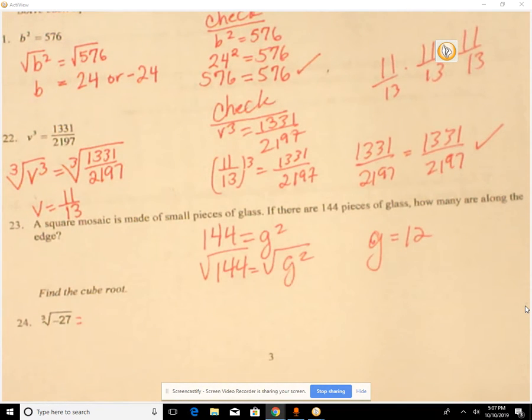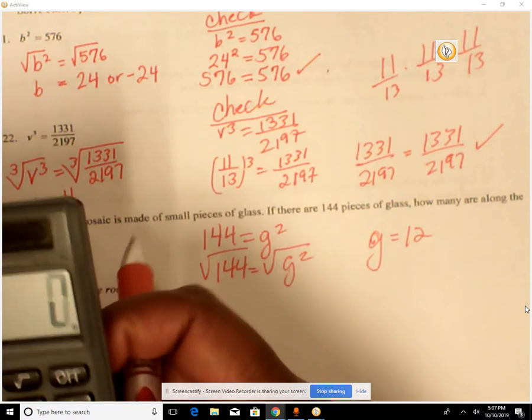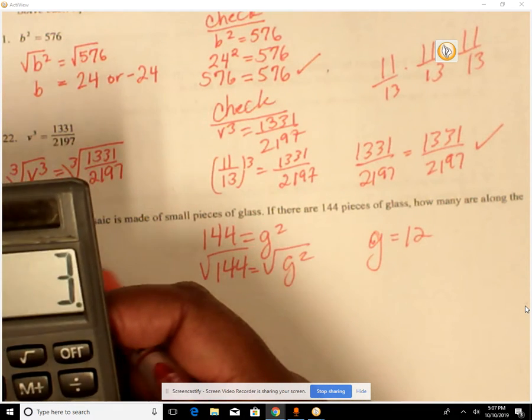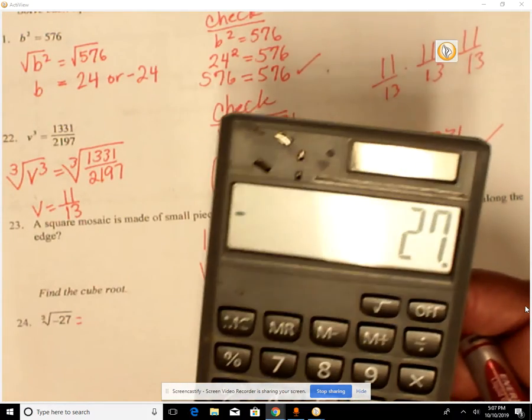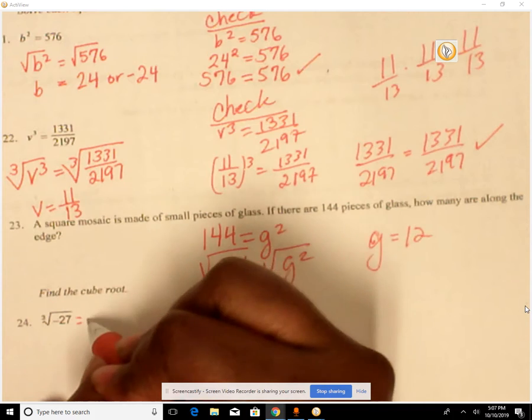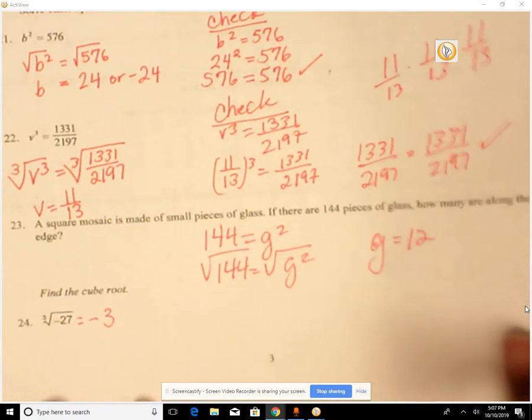We'll go to our cube root sheet. What will give us negative 27? Well, negative 3. Negative 3 times negative 3 times negative 3 gives you negative 27. So negative 3 is there.